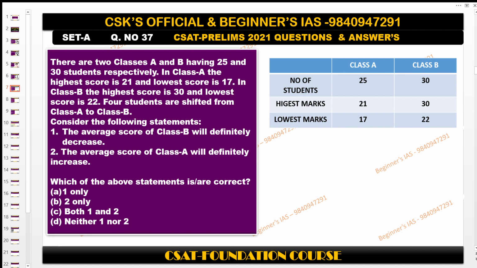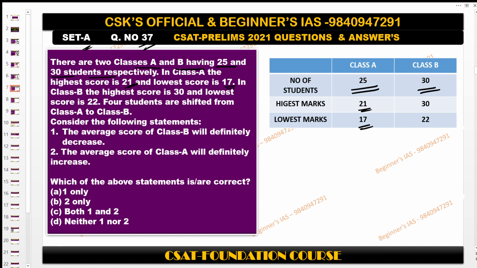Now listen. Question number 37 with respect to set A. There are two classes A and B having 25 and 30 students respectively. So what I have done is I have made a table with the number of students: class A 25 and class B 30. In class A, the highest mark is 21 and the lowest mark is 17.